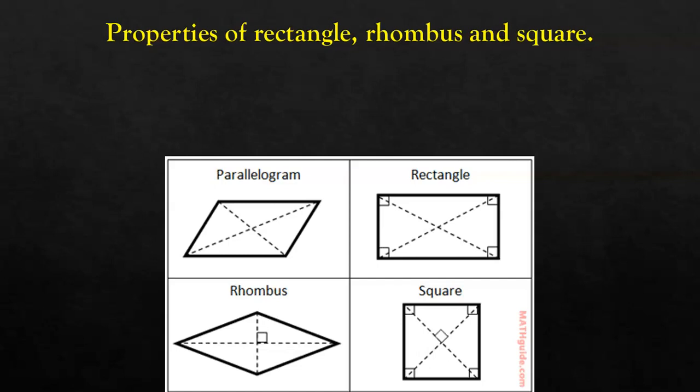In the previous video, we studied practice set 5.2. Let us continue. Properties of rectangle, rhombus and square.